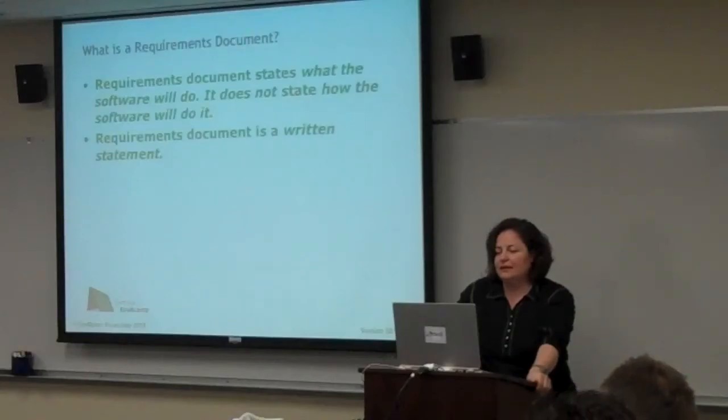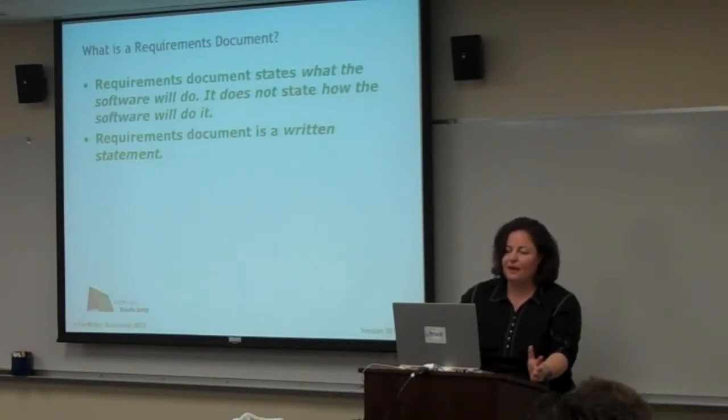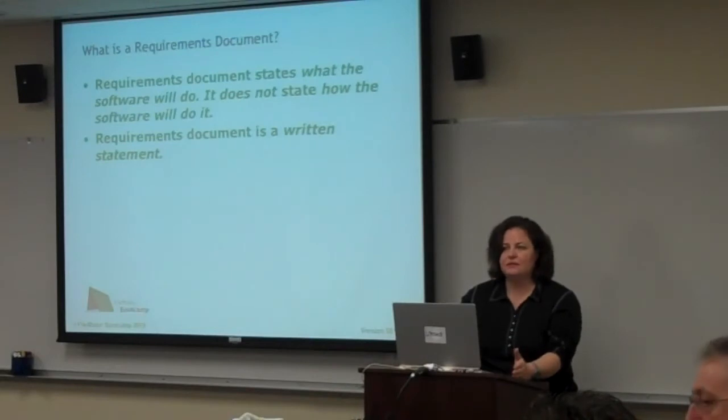And the most important thing about a requirements document is what the software will do. And it doesn't state how the software will do it. Now, what does that mean? It means that it's not going to say how the developer wrote the code to make it do what it's going to do. It's describing how the system should behave once it's finished.